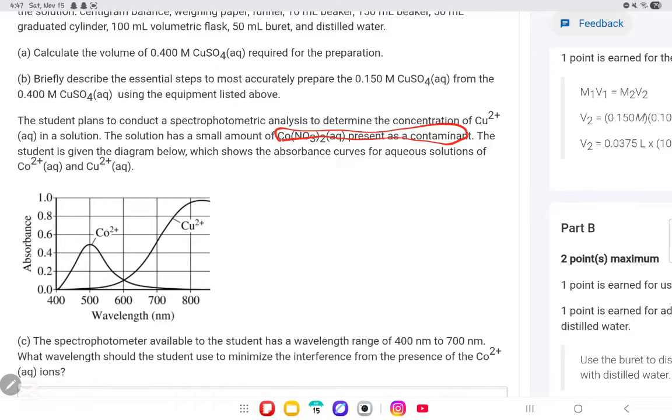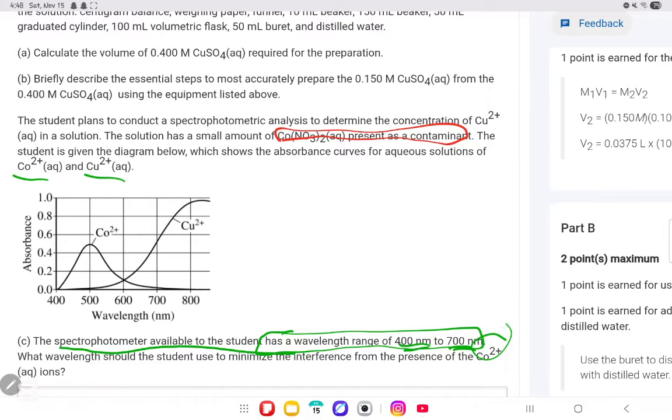The student is given the diagram below, which shows the absorbance curves for aqueous solutions of Co2+ aqueous and Cu2+ aqueous. The spectrophotometer available to the student has a wavelength that ranges from 400 nanometers to 700 nanometers. This is very, very, very important. What wavelength should the student use to minimize the interference from the presence of Co2+ aqueous ions?